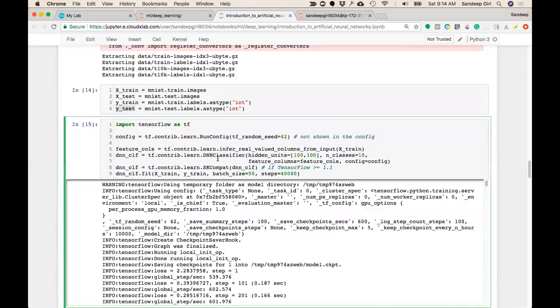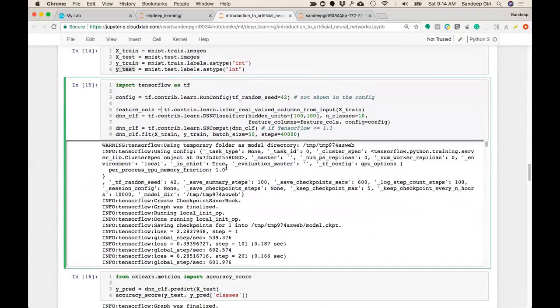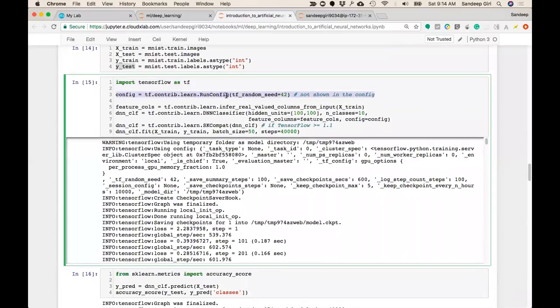Now the next step is to just run the classifier. Let me show you this. So import TensorFlow, then run the config, some random seed we are setting, and then we are saying infer real valued columns from the input. This is a utility function provided by TFLearn. What it does is it only picks up the columns which have decimal values and ignores the non-decimal values.